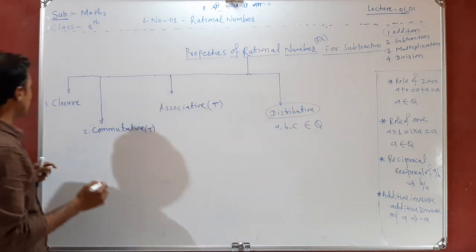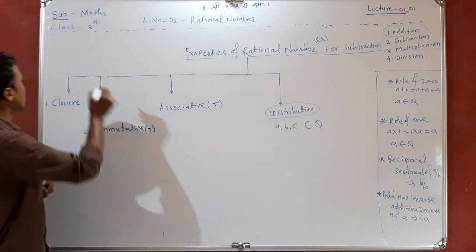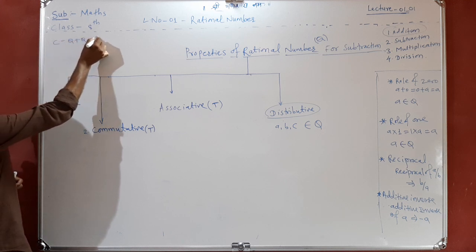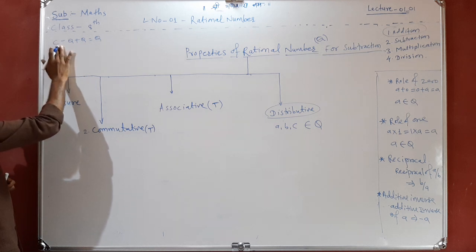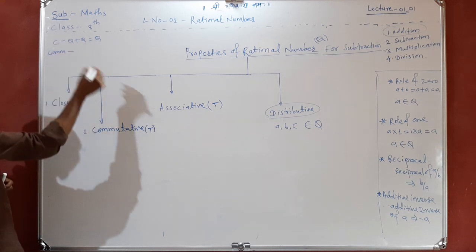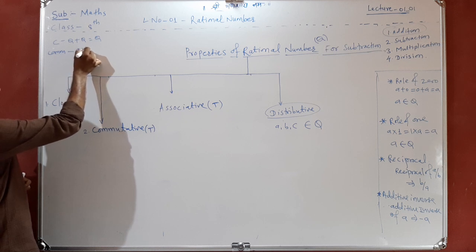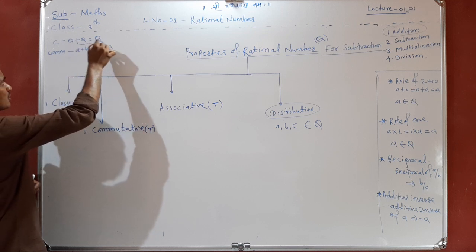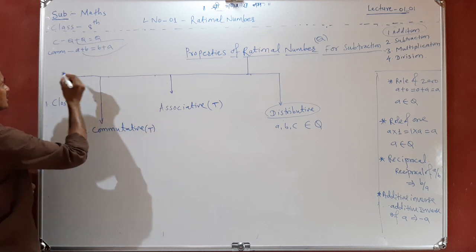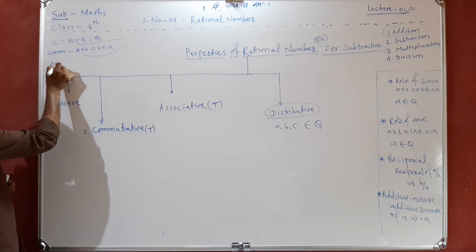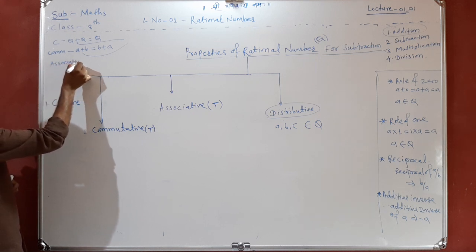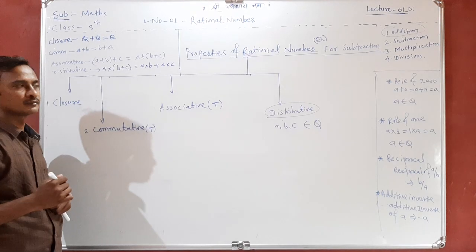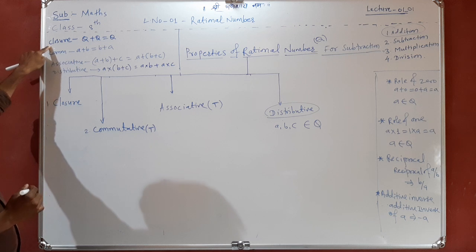Now for subtraction, see, in addition what we did, let us see. I am writing here C means closure. For addition, Q plus Q is equal to Q. For commutative property, a plus b is equal to b plus a, right? I am telling you that is for the addition, because here is the addition sign. Now after that, this is for associative. Now we write here for associative. Now see, these 3 properties we learned for the addition.